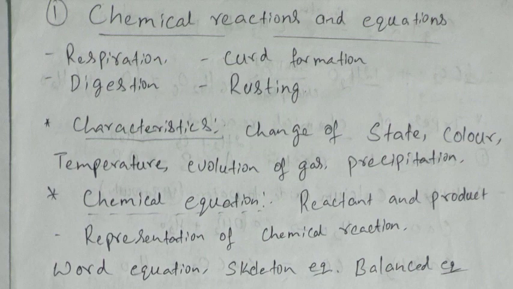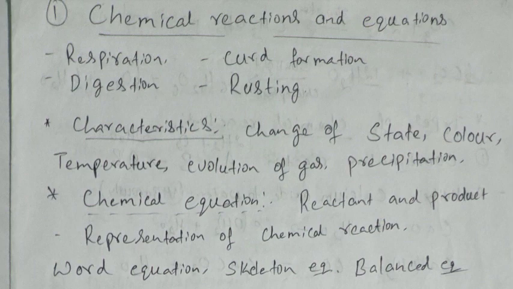The next one is evolution of gas. In some chemical reactions we can observe gas production. The best example is burning of paper: if you burn the paper, we can observe carbon dioxide. So, evolution of gas. The next one is precipitation, PPT. A precipitate is formed in some chemical reactions.